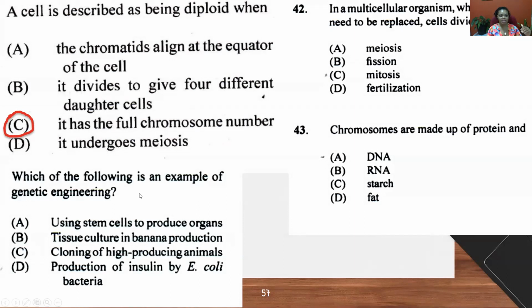Which of the following is an example of genetic engineering? Production of insulin by E. coli bacteria. We just looked at that in theory.